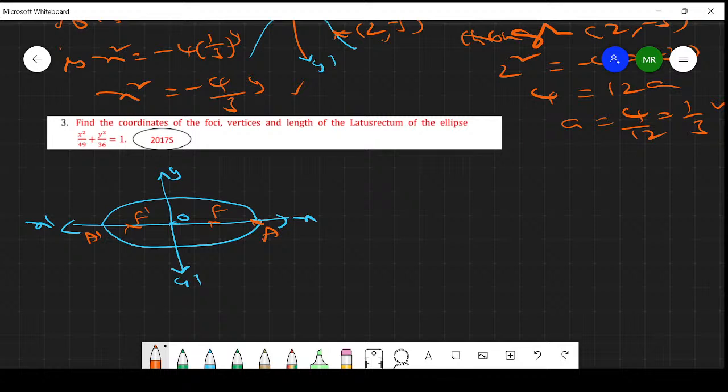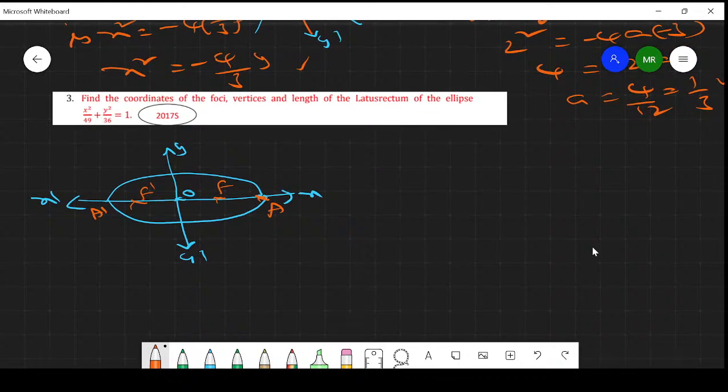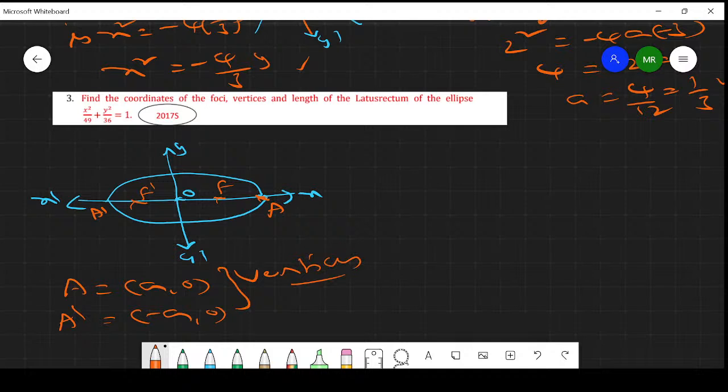In the previous parabola, the origin is called the vertex. But here, A and A dash are called vertices. A will be A comma 0 and A dash will be minus A comma 0. Remember, these 2 are vertices, and F and F dash are foci. F is equal to A comma 0 and F dash is equal to minus A comma 0. These are called foci, 2 focus together.